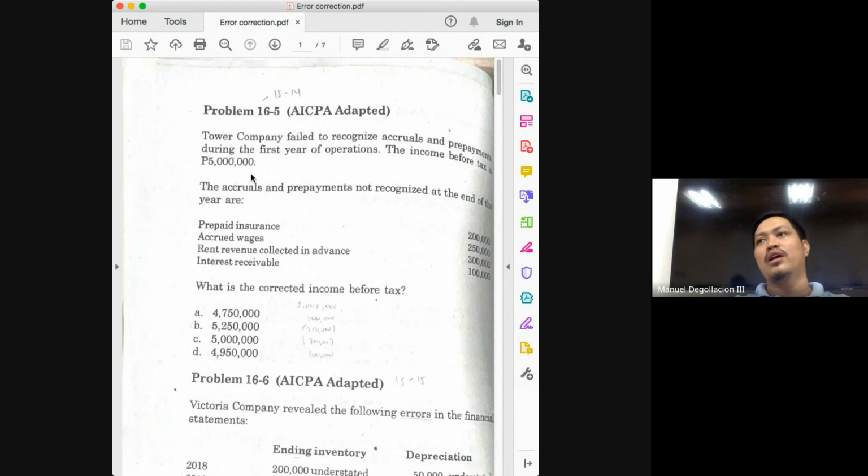And how do you correct an overstatement in your net income? By reducing it equal to the amount of overstatement in your salaries expense. And how much is the understatement in your salaries expense, class? 250. So you will have to deduct 250 from the 5 million. So far we have 5 million plus 200 minus 250. Third, rent revenue collected in advance.